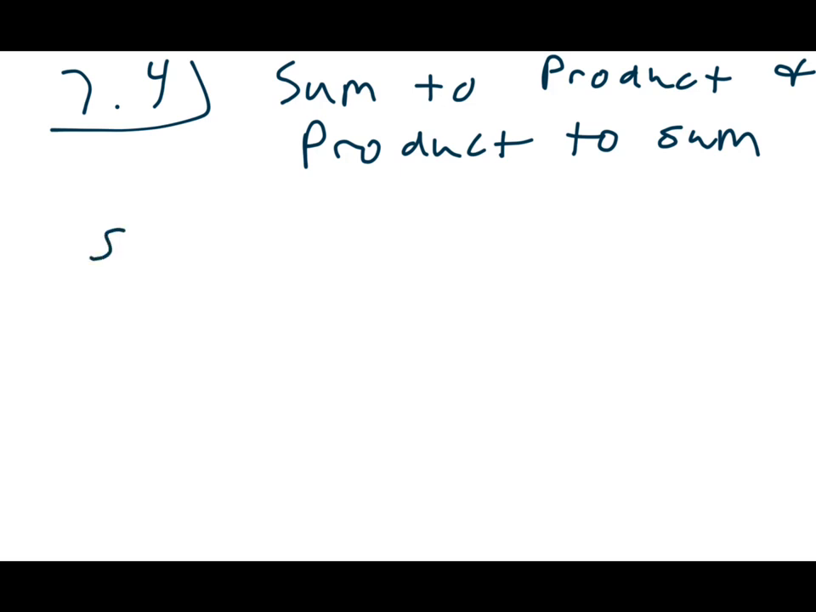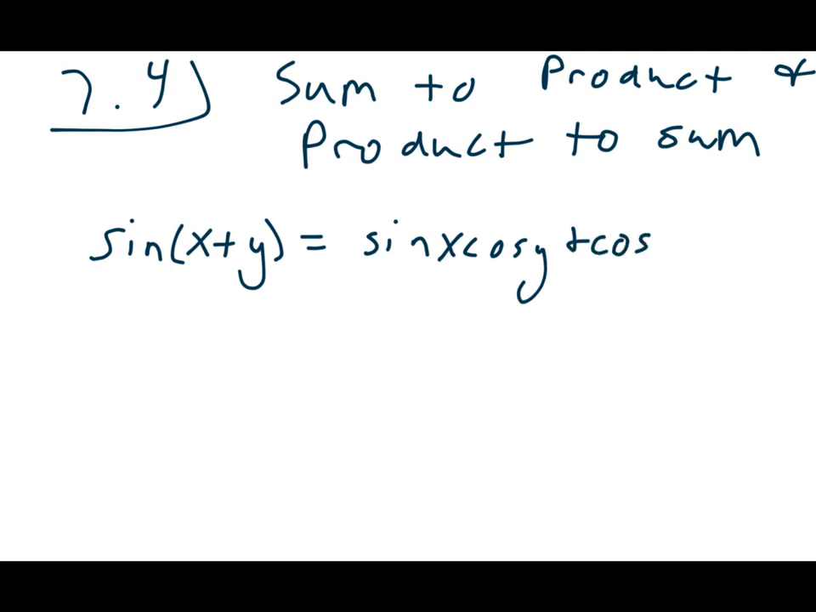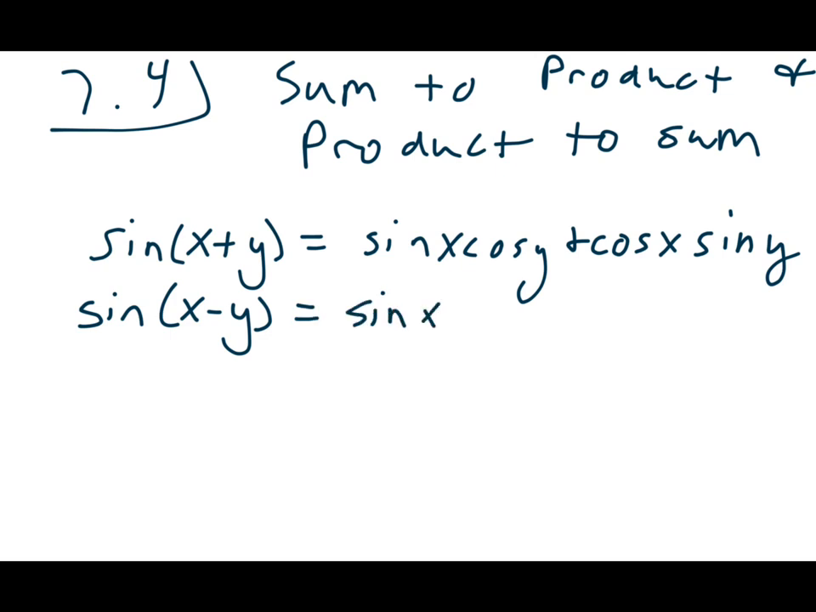So if we first take sine of x plus y and use its identity, and this was our identity we learned in the last section, or 2 sections ago. And then take the other one, the difference. The difference was sine of x cosine y, minus, it's a minus sign, cosine of x sine y.